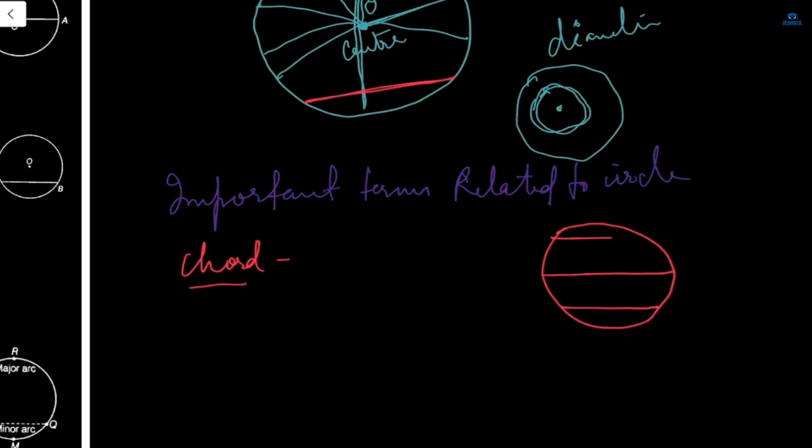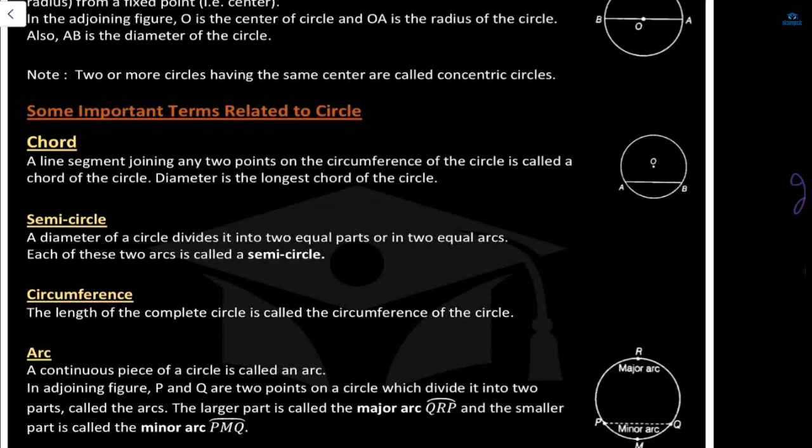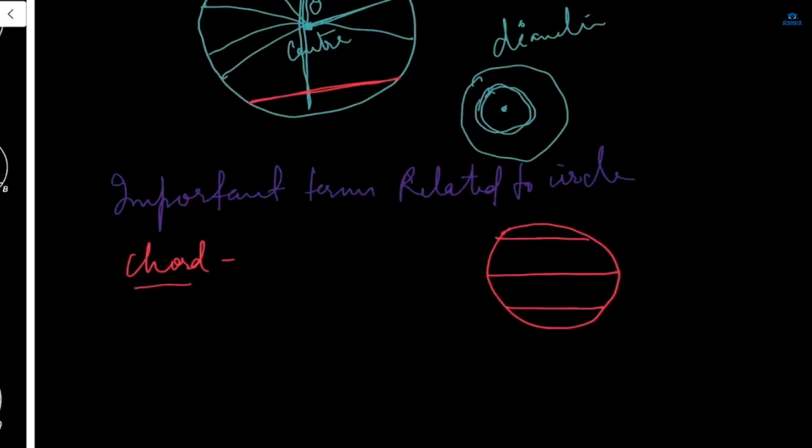If you join two radii, then you'll get a diameter. So a chord is a line segment joining any two points on the circumference of a circle, and the diameter is the longest chord of the circle. Semicircle: the diameter of the circle divides the circle into two equal parts. One of the parts is called a semicircle. Half of the circle is called a semicircle.